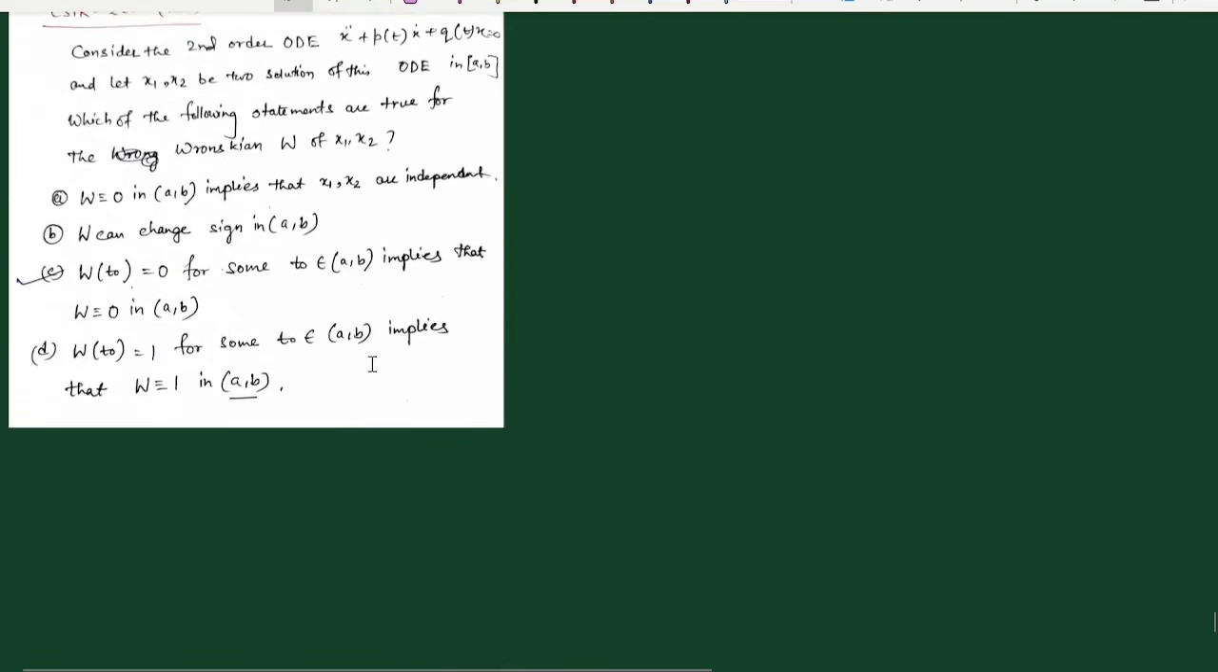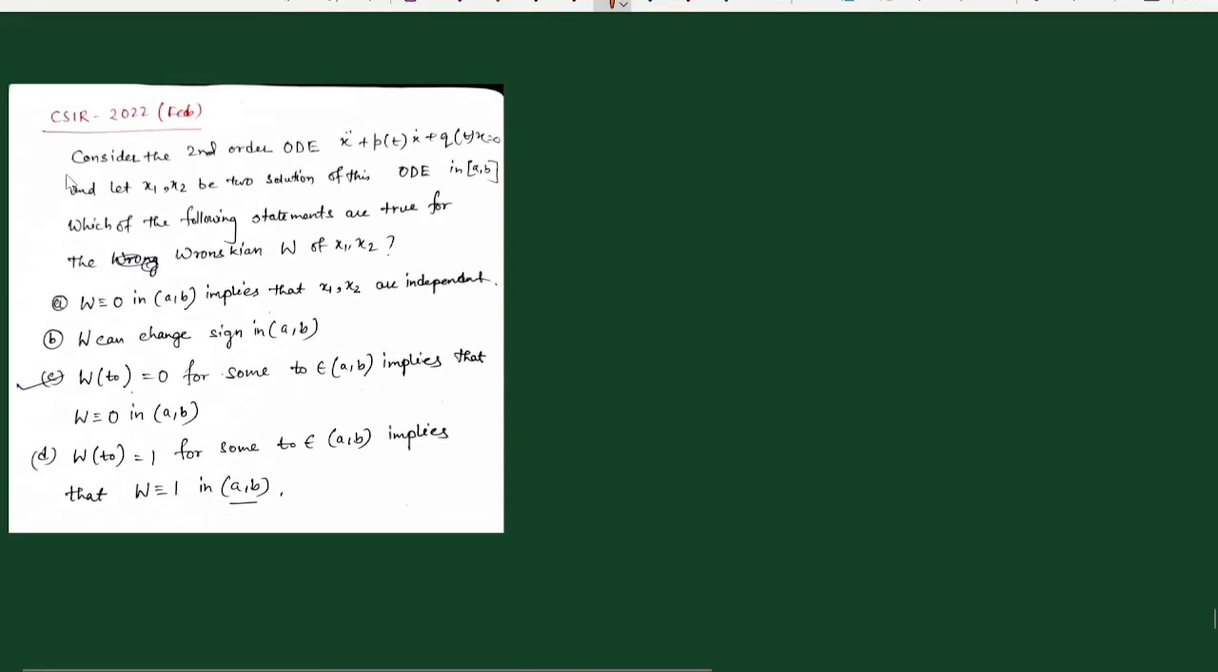Next question, I first come to this question. This is clearly based on Wronskian. Okay, the question says: consider the second order ODE x double dot plus p(t) x dot plus q(t) times x, and let x1, x2 be two solutions of the ODE in closed interval [a, b]. Which of the following statements are true for the Wronskian W of x1, x2.